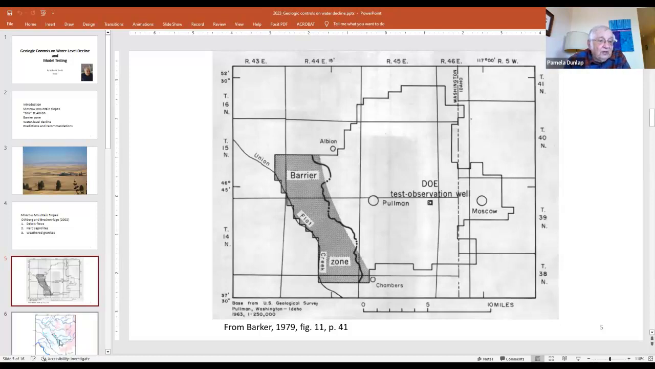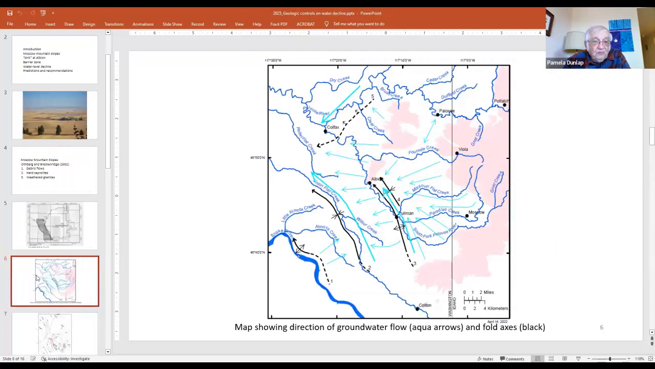Now, the third area that I picked for a focus on the model, if you recall this slide, I depended on thinking that particularly the Pullman anticline, this anticline shown here going up towards Albion, that anticline on a northwestern dipping block is causing the water to move to the northwest towards Albion.